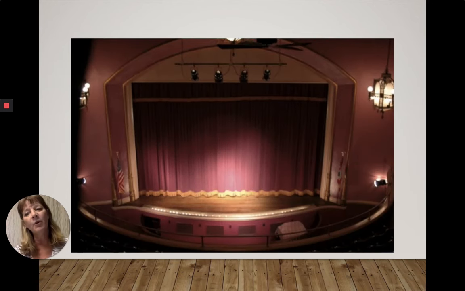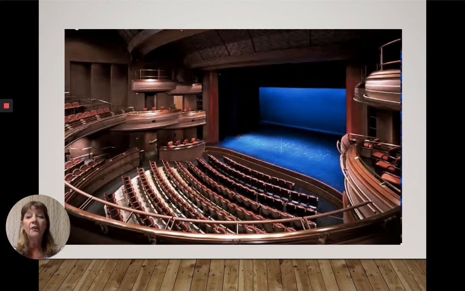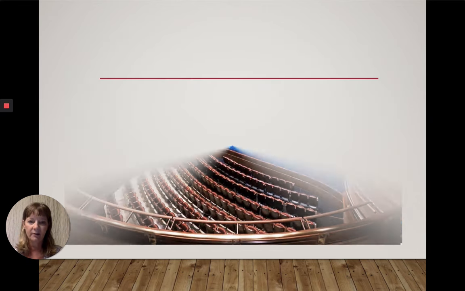This is an example of a proscenium stage with the curtain closed. This is another example of a more elaborate proscenium stage. The audience sits in front, slightly to the side of that proscenium arch.